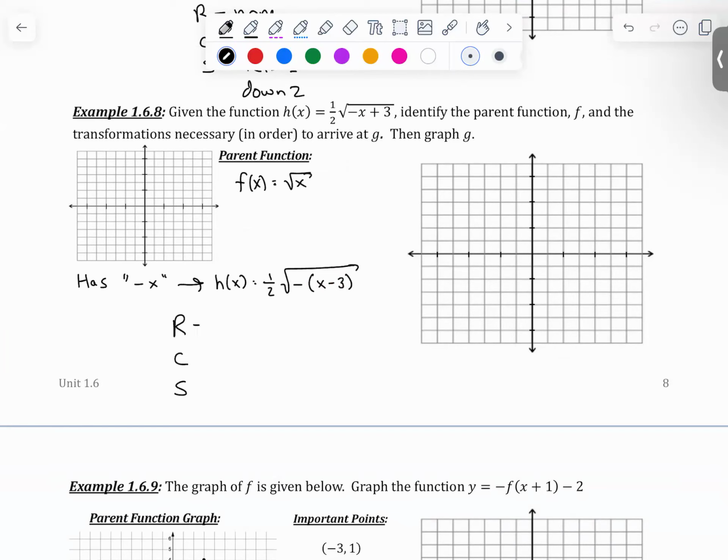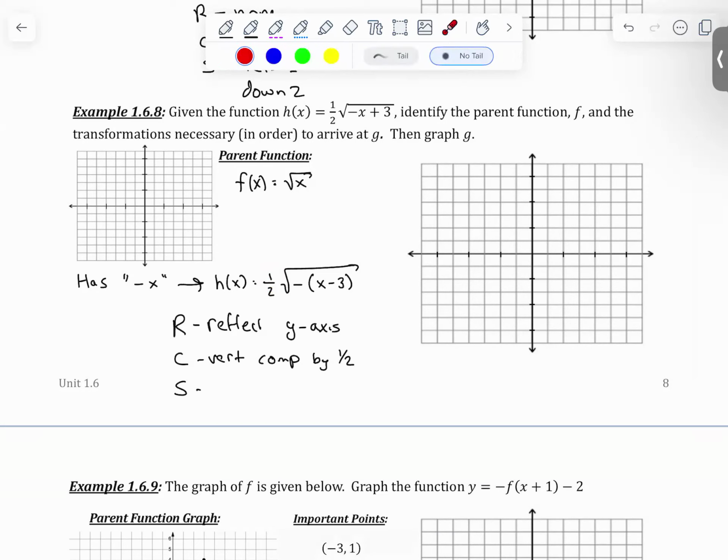There is a reflection. It's on the inside of the function, so that's a horizontal reflection, which is a reflection across the y-axis. Then for compressions or stretches, we're looking for any number multiplied into this thing, and there is one. It's less than 1, so it's a compression. So it's a vertical compression by 1/2. And then there's no other one. There's no horizontal compression or stretch.